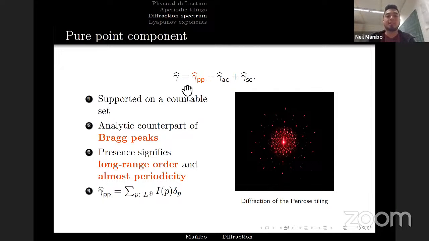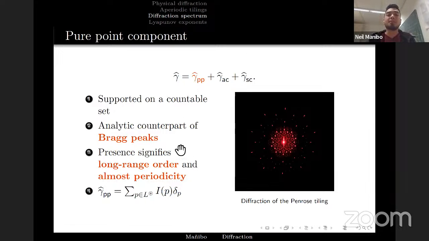So the support of this is a countable set, and it's the mathematical or the analytic counterpart of Bragg peaks. This is an actual picture of the diffraction of the Penrose tiling using the diffraction setup that I showed you before. So this is an example, or a picture that shows the pure point component. In fact, we know that for the Penrose tiling, the other two components are absent. So it's purely pure point.